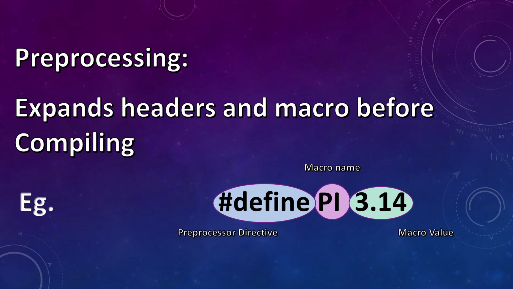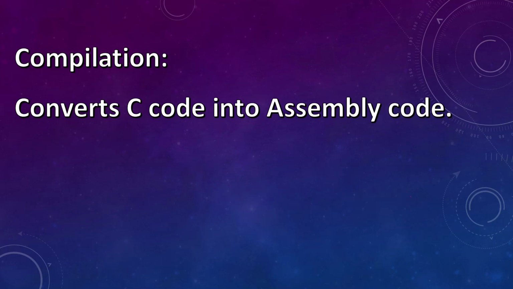So this stage prepares the source code for further processing. You can think of a preprocessor as cleaning and arranging the program before the conversion begins. Okay, this is what preprocessing does.